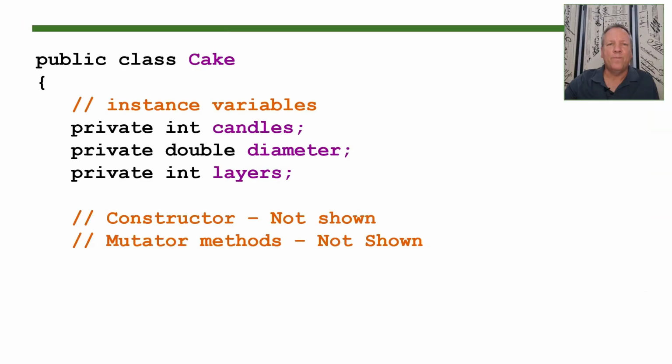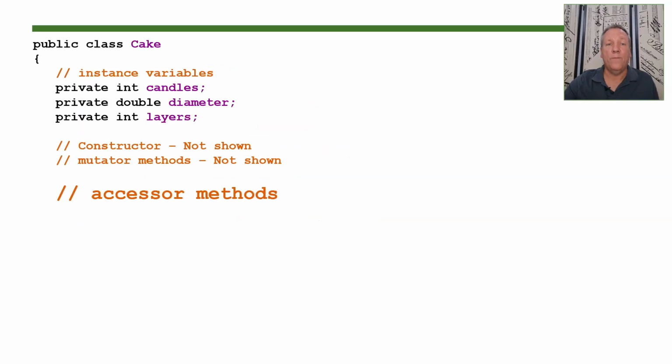Let's get started. Here's our cake class that we started in the last video. We have our three instance variables, candles, diameters, and layers that are attributes of our cake. In this video, we're not going to examine the constructor or the mutator methods. Instead, we're going to focus on writing accessor methods. Let's look at our first one called getCandles.